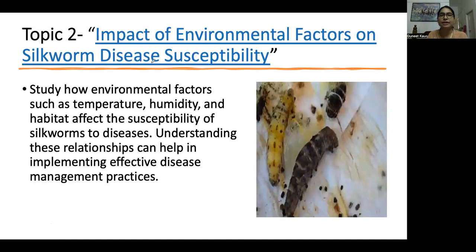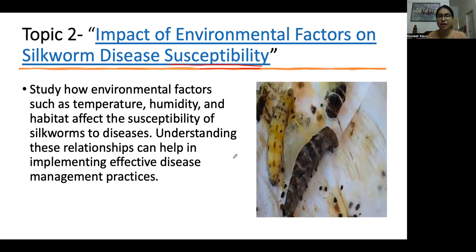Okay, next, impact of environmental factors on silkworm disease susceptibility. What is susceptibility? How clearly the disease can affect the silkworm. Okay, that is disease susceptibility. So how should we elaborate on this? Study how environmental factors such as temperature, humidity and habitat affect the susceptibility of silkworms to diseases. Okay, so how these factors increase or decrease the probability of the diseases that can infect silkworms.